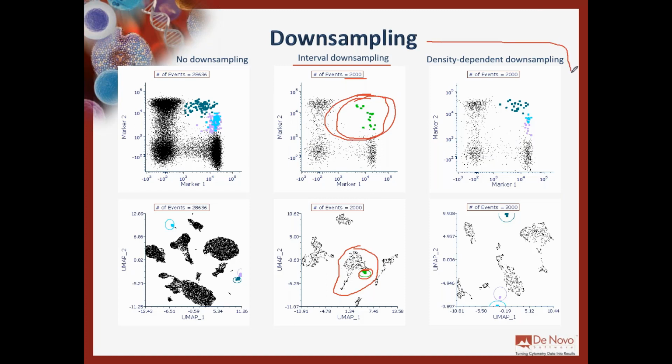And then I did the same with a density-dependent downsampling. You see, I have many more events here than what I have here. And indeed, tSNE found 1, 2, and 3 islands. You see the same amount of events and basically the same running time, because we're running tSNE on 2000 events, but definitely higher chances to find a rare population.